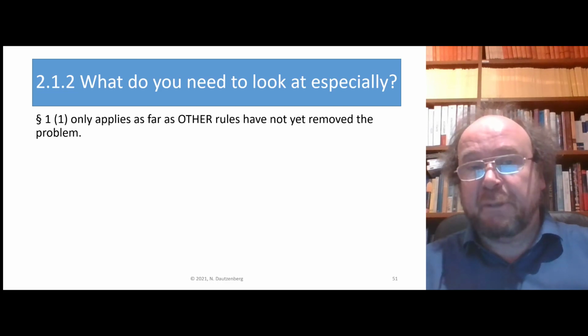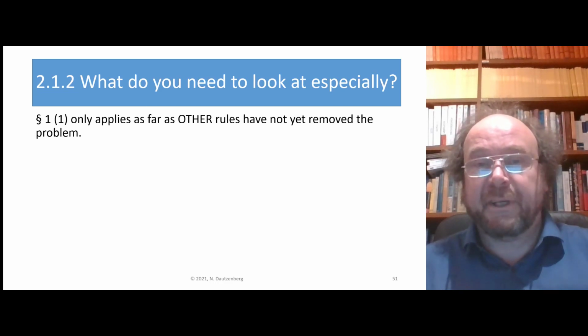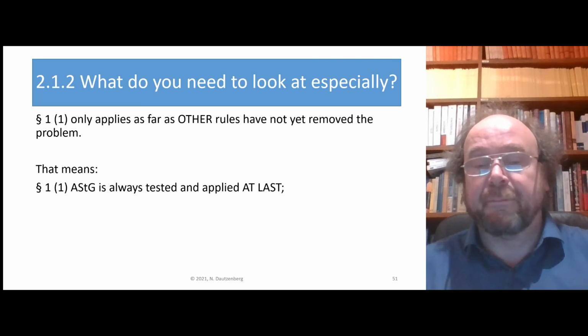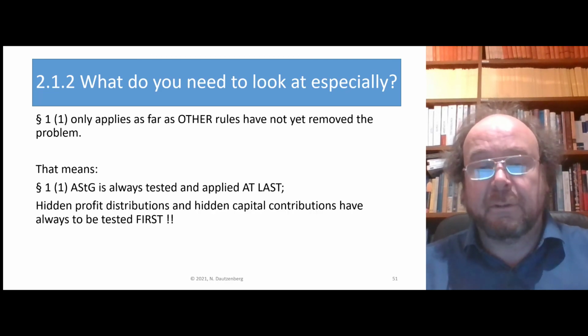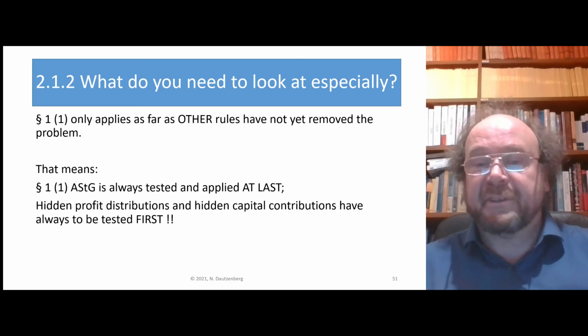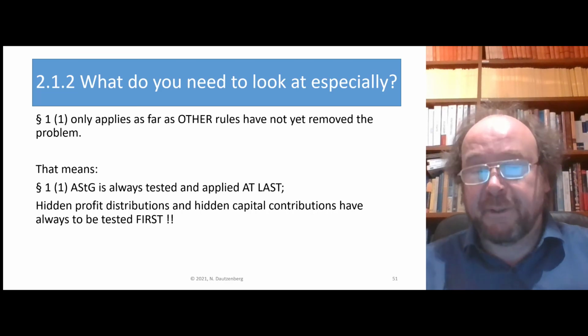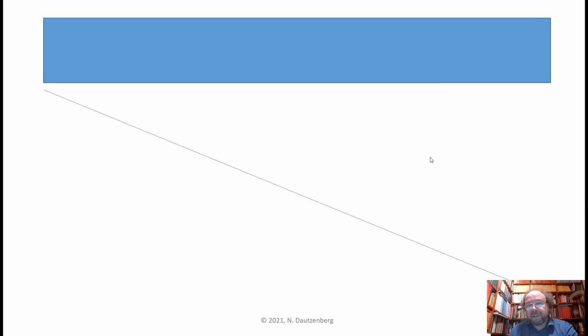Keep in mind 1.1 AStG only applies if all the other rules have been already applied and there is still a leftover of non-market conform things. Always applied at last. So hidden profit distributions and hidden capital contributions, the rules about them have to be applied and tested first.